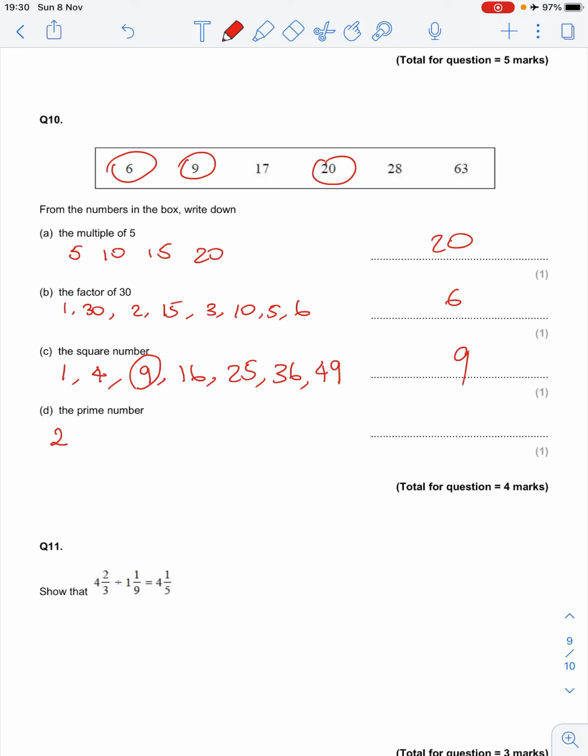The prime numbers, the smallest prime number is 2. Remember, prime numbers means it only has 2 factors, which is 1 and itself. So the first ones are 2, 3, 5, 7, 11, 13, 17. So we have 17 here.